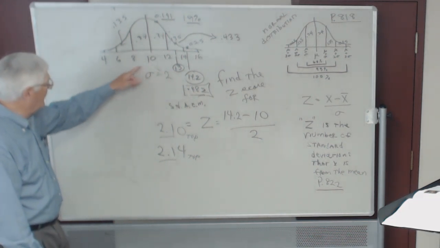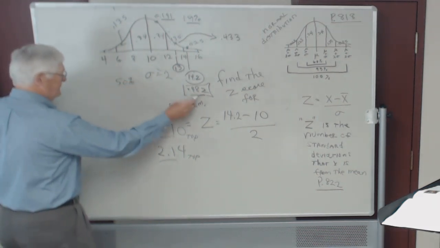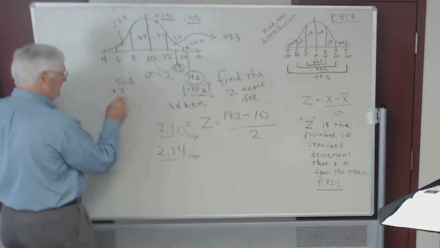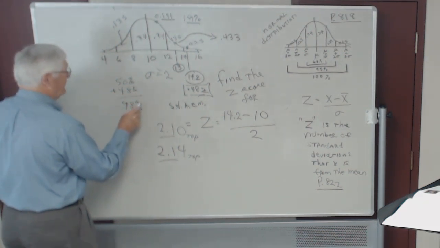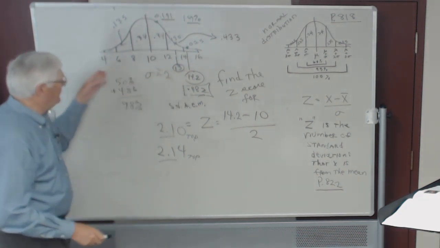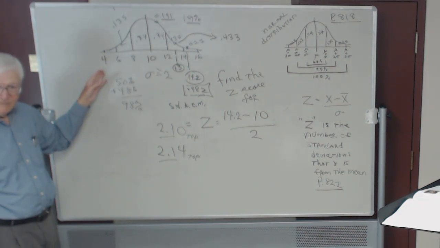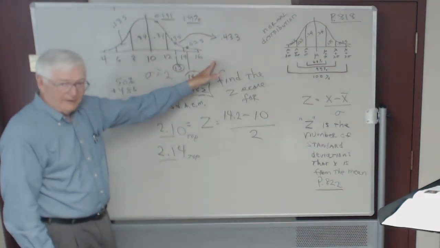But if you take all the ones below here, that's another 50%. So 50% plus 48%, 98% of the people who took this test scored below 14.2. Or only 2% of the people scored above it.